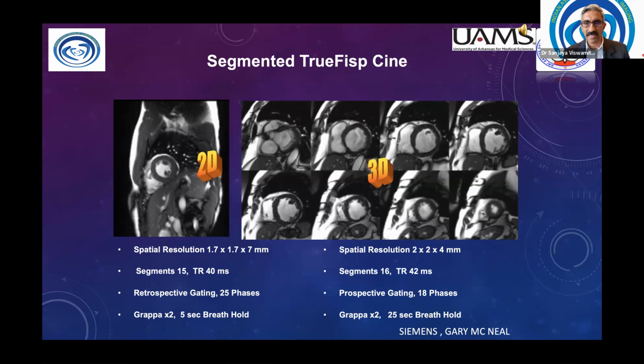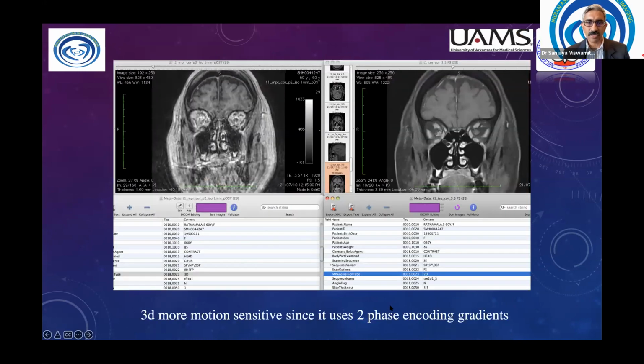So when you have a second set of phase encoding gradients, unfortunately, any artifacts which propagate along the phase encode, such as motion artifacts, are worse on a 3D sequence compared to a 2D sequence. So this is an example of a patient who had a 3D sequence on the right and a 2D sequence on the left. You can see that here, 2D sequence here, 3D sequence, right?